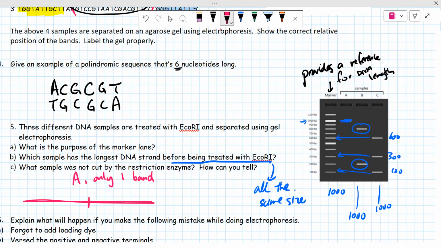If you cut it right in the middle, then you're also only going to have one band, right? So we are assuming that didn't happen here. Maybe just for the sake of argument, maybe the thing was 2,000 base pairs long, and then you cut it exactly in the middle. Then you're going to have just a 1,000 band, right? But we are assuming that didn't happen here.